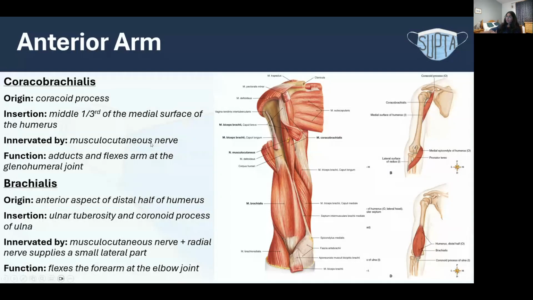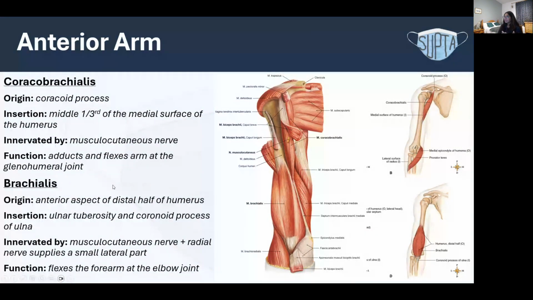When we think about the function, the coracobrachialis does a bit of adduction and it flexes the arm at the glenohumeral joint, but the main function is flexion. Do know that a lot of the time there are muscles that have multiple functions, but they also have a primary function as well. Moving on, we have our brachialis.